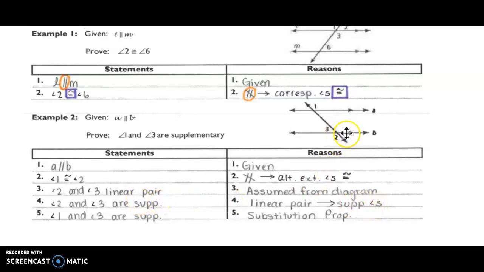Well, if they're supplementary, 1 and 3 are supplementary because of substitution property, right? If angle 1 is congruent to angle 2, and if 2 and 3 are supplementary, then that must mean that angle 1 is also supplementary to angle 3, okay? And this is not transitive property because remember when we talk about supplementary, it assumes measurement of 180, and when we talk about a numerical value, we use the substitution property and not transitive property.